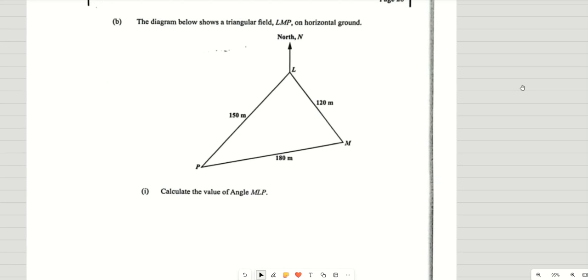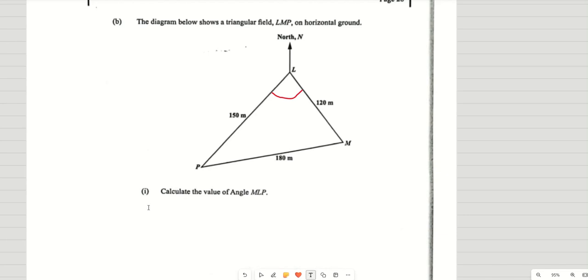As soon as you see a note, you know that okay, this is a bearings question. The diagram below shows a triangular field LMP on a horizontal ground. Calculate the value of angle MLP. They want this angle right here. Let's just draw it out so we can see this angle right here. Again, three sides are given and they're trying to find this angle, so you use the cosine rule.